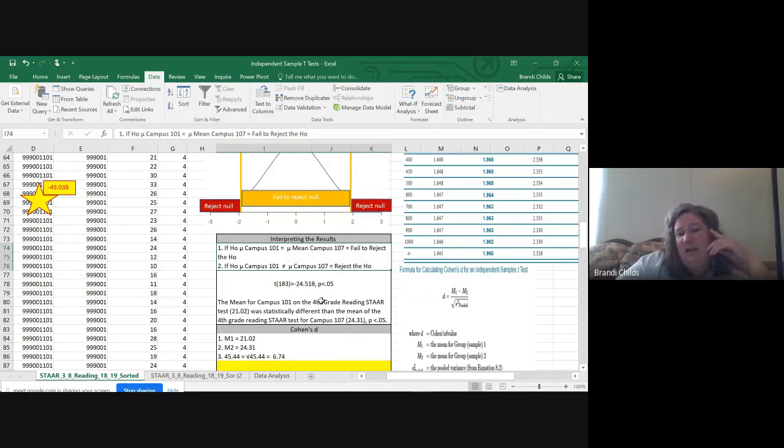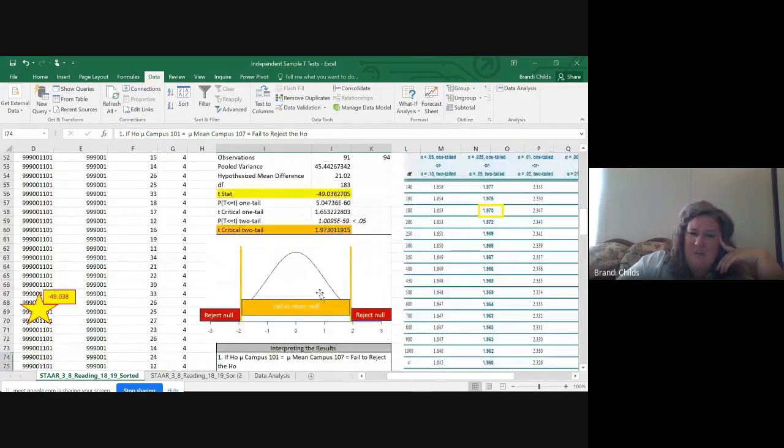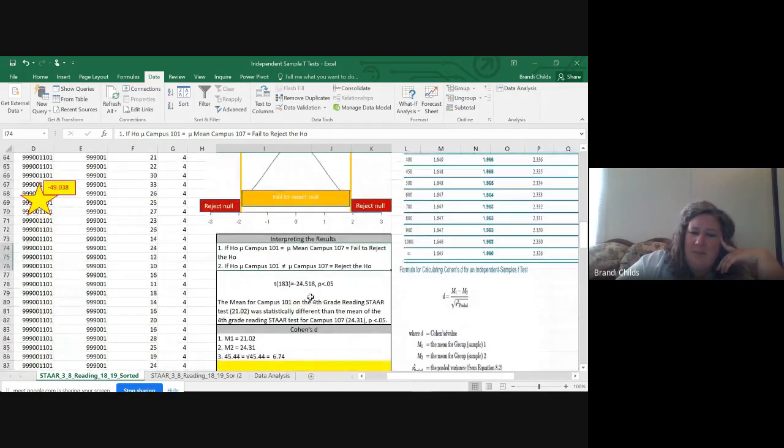Because out of the 183, it just kind of breaks it down for you. And this was just showing you that mean. So the mean for the campus, one-on-one was 21.02. It was statistically different, obviously, than the other campus.